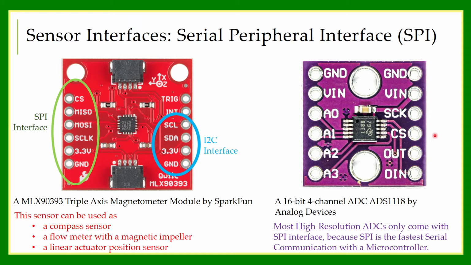Now CS is chip select. As we have discussed, if there are multiple SPI devices present, then we need to select the particular SPI device that we are communicating to using the chip select.